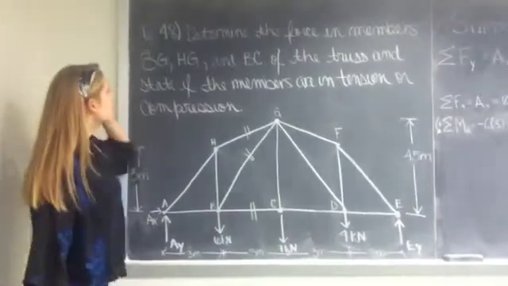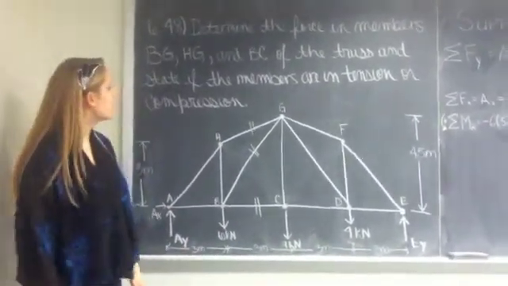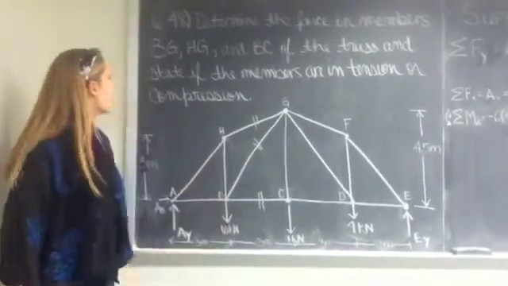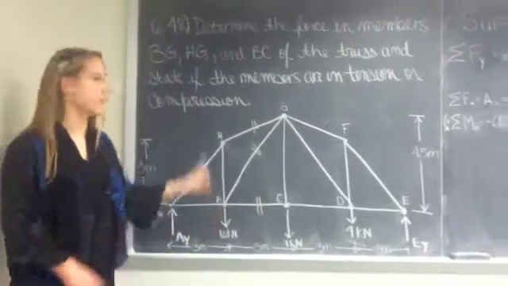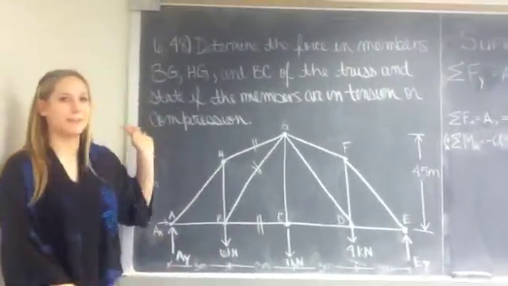In 6.48, the problem is a truss problem, and it asks to determine the force in HD, BG, and BC, and then also to state whether these members are in tension or compression. So this is the free body diagram for it.